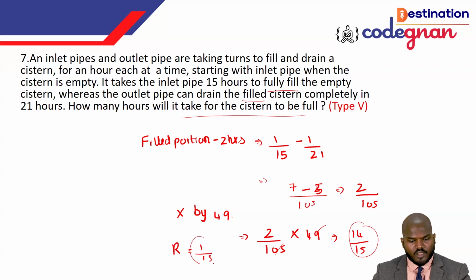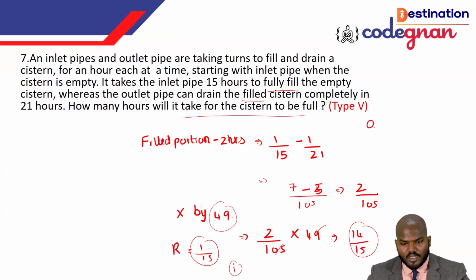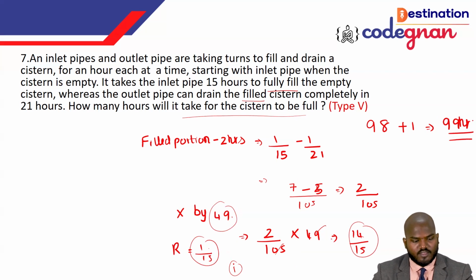So 1 by 15 can be done in how many hours? That is 1 hour. So 1 by 15 can be done in 1 hour. Here already 49 hours is done, which we can take as 98 hours. So plus 1 hour, we can say that is 99 hours. This is how it will come in the particular question, guys. We'll move on to the next question here.